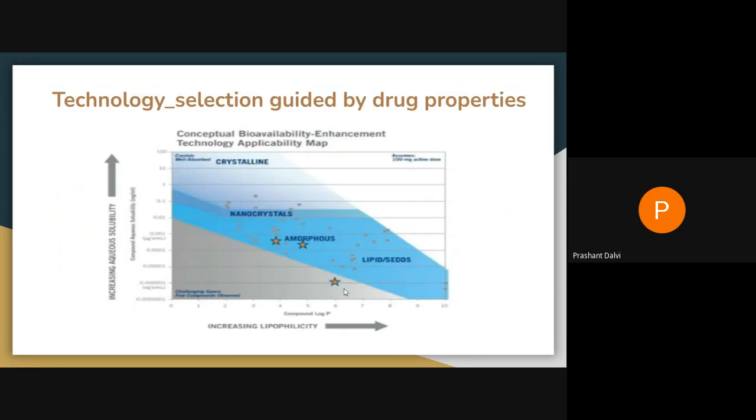The selection of techniques is guided by the drug properties. An appropriate solubilization technique is a must to deliver the drug to its targeted site. So aqueous solubility, physicochemical properties, and viability of the drugs guide us in the selection of this technique. If you see this chart, you will get a clear-cut idea.